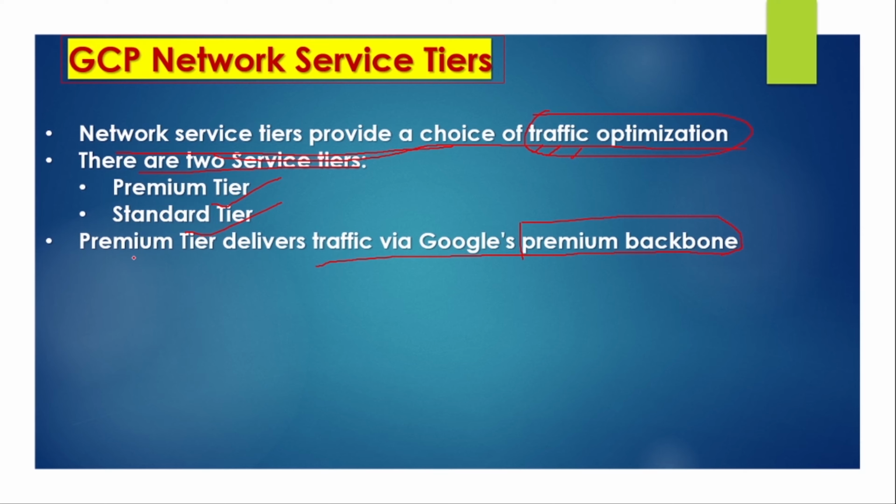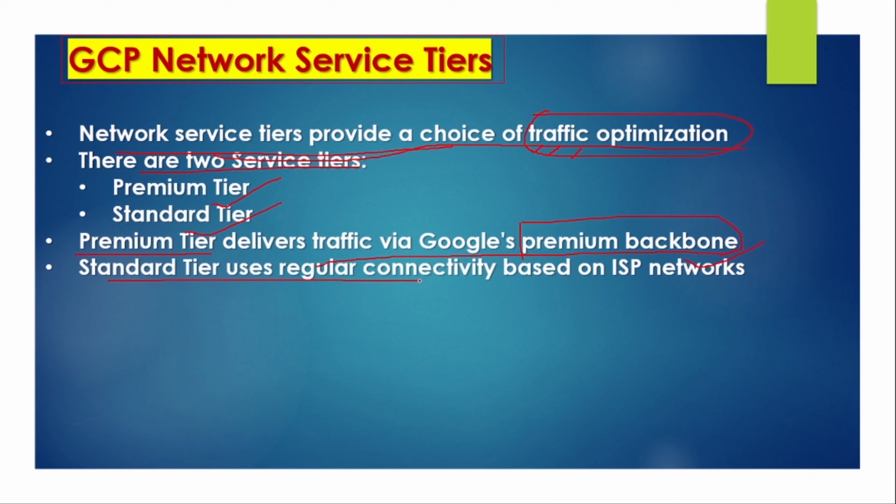Okay, so when you select the premium tier, it means that you are going to use the same kind of network services that these premium applications of Google are using. And the standard tier uses regular connectivity based on ISP or Internet Service Provider networks or third-party networks. So the standard tier cannot match the performance that is delivered by the premium tier.